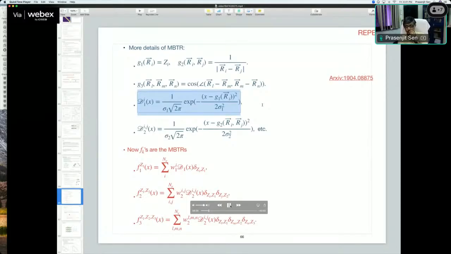But now we are sort of broadening it into a function D1, which is a function of a continuous variable x. And so the question is, what is the range of x that we should choose? Of course, that depends on what is the range of values that your G1 function can take in your data set.